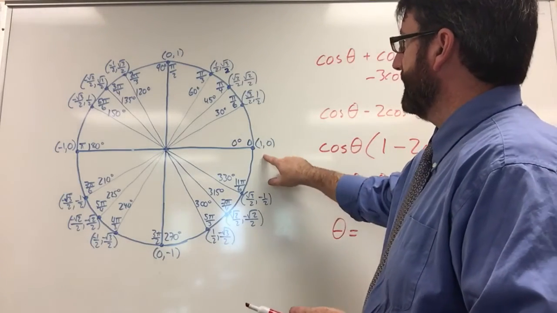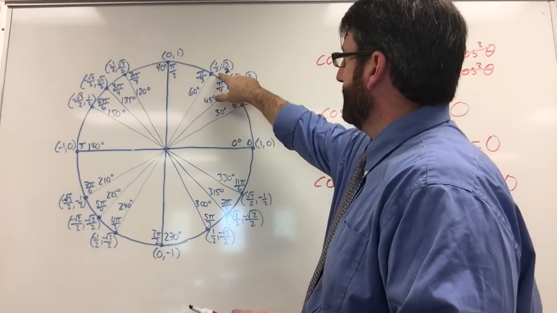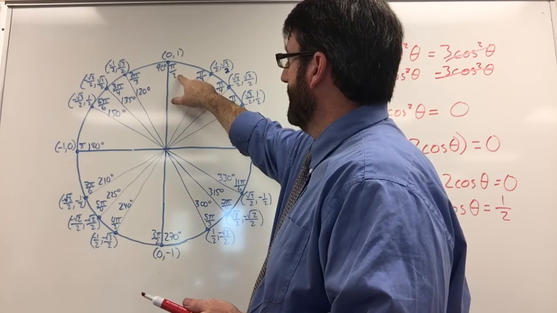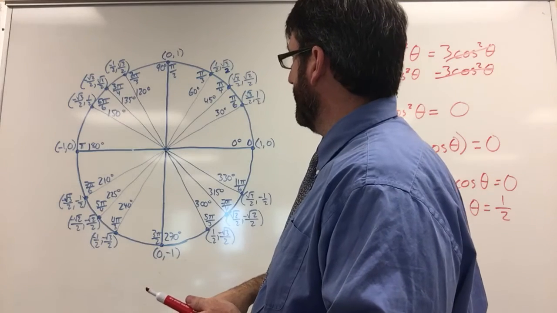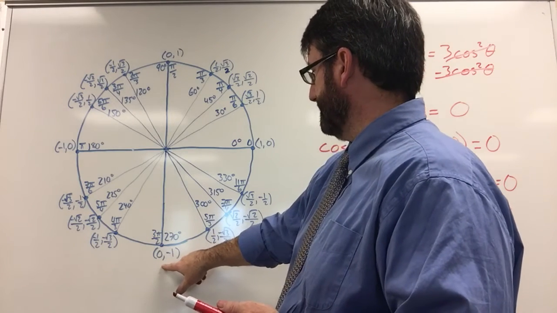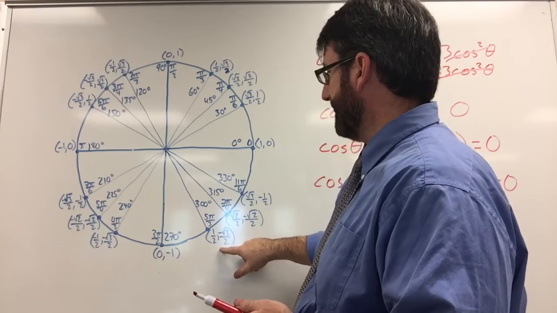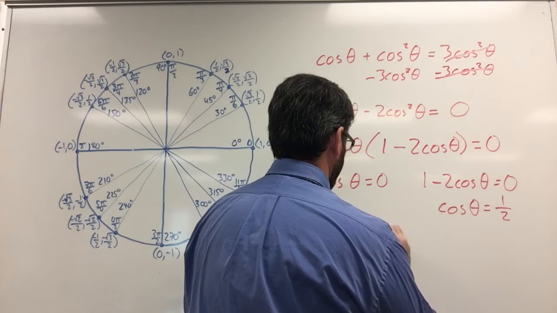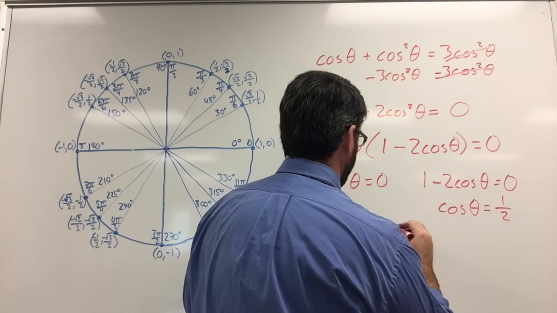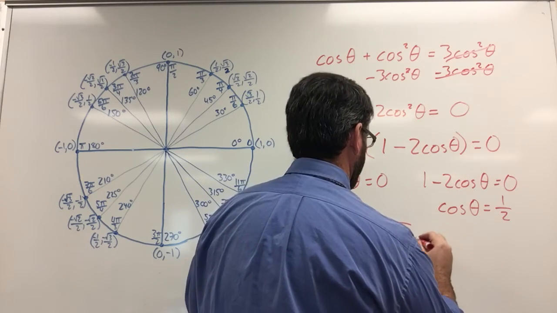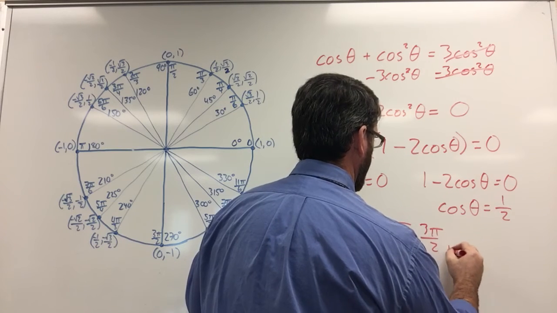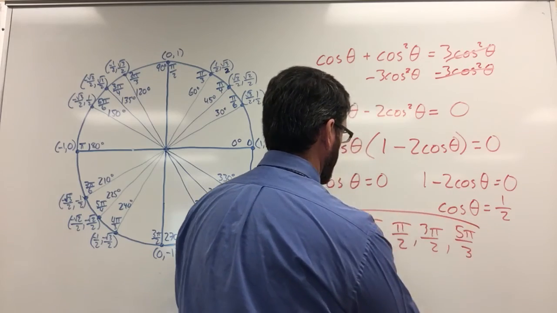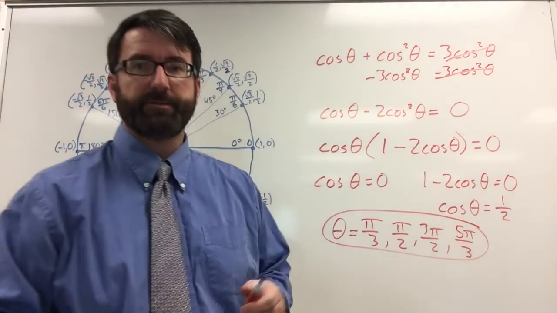Let's see, so cosine is 1/2 at pi over 3. It's 0 at pi over 2. And it's 0 at 3 pi over 2. And it's 1/2 at 5 pi over 3. So we've got pi over 3, pi over 2, 3 pi over 2, and 5 pi over 3. And those are the 4 answers for that problem.